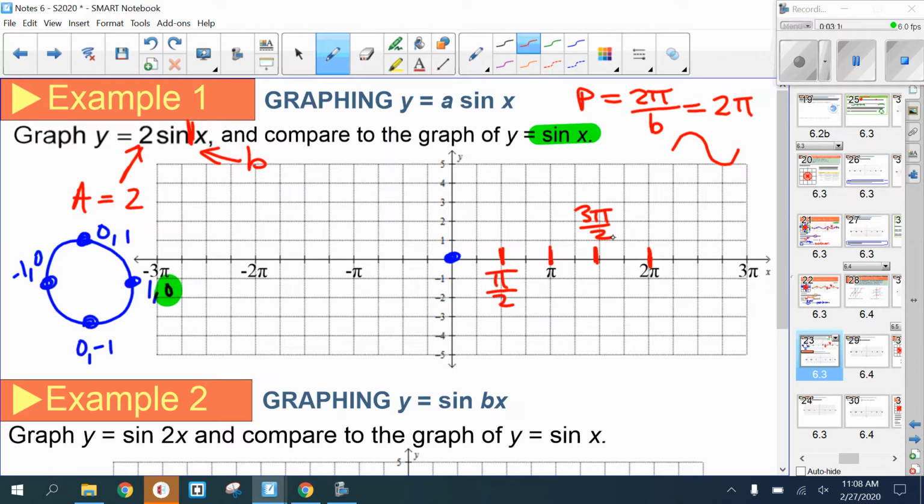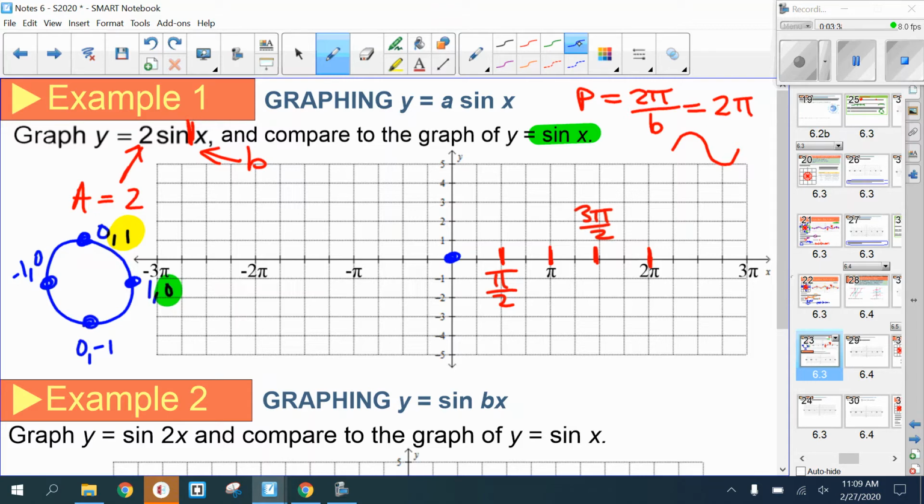That won't always happen. It might be more complicated, but in this case, that's what we've got. Okay, so the next point I want to plug in, I could plug in anything I want, but I'm trying to make it easy on myself, and I'm going to plug in pi over 2, which leads me to a value of 1. So when the angle is pi over 2, think about sine pi over 2. Sine pi over 2, you get 1.